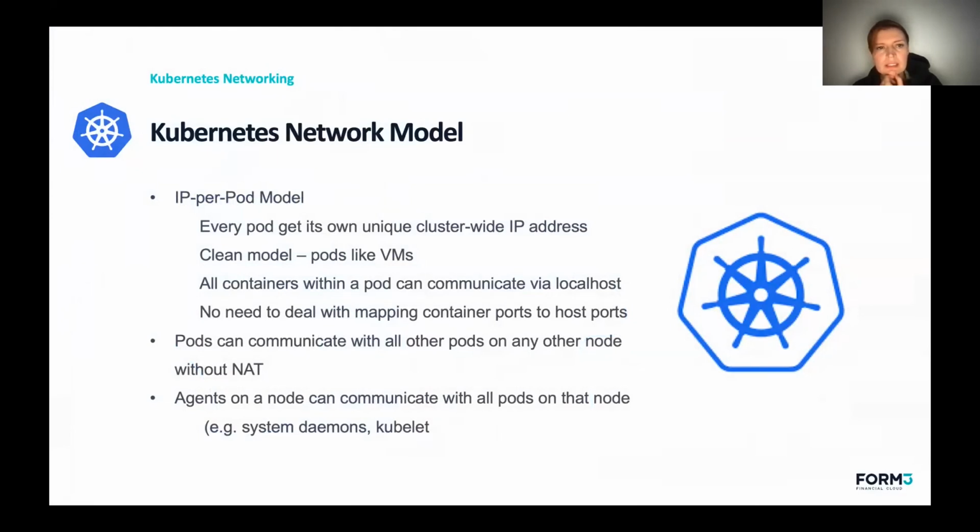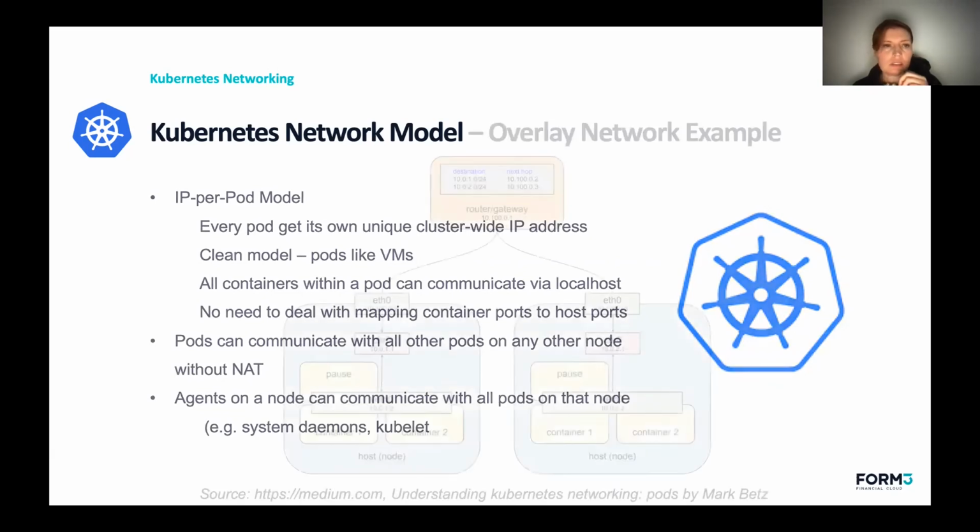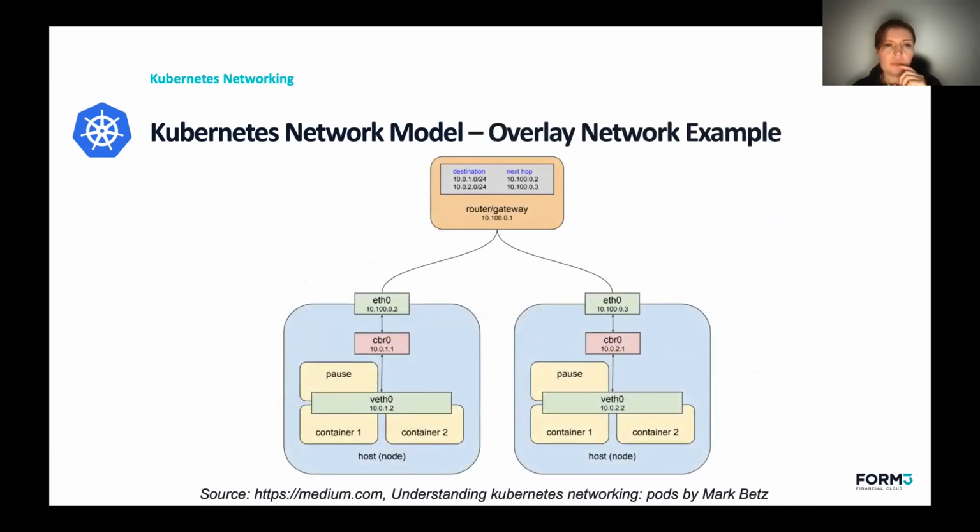So basically, when it comes to the Kubernetes network model, we have the IP-per-pod concept. Every pod gets its own unique cluster-wide IP address, and pods can communicate with all other pods. That's very important. Kubernetes provides some sort of overlay network over the host network, so usually it introduces some overhead.